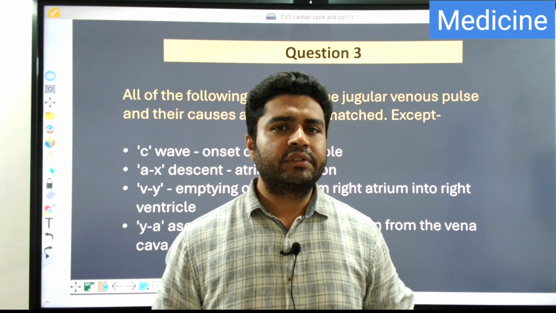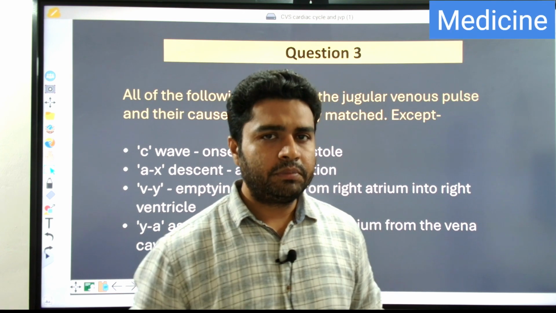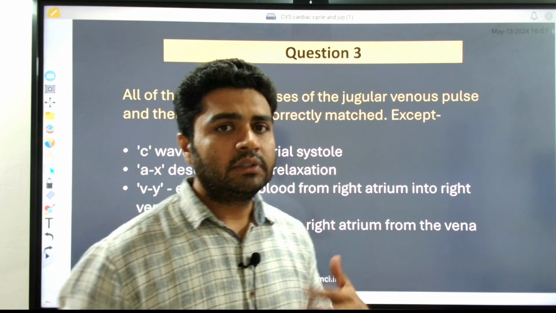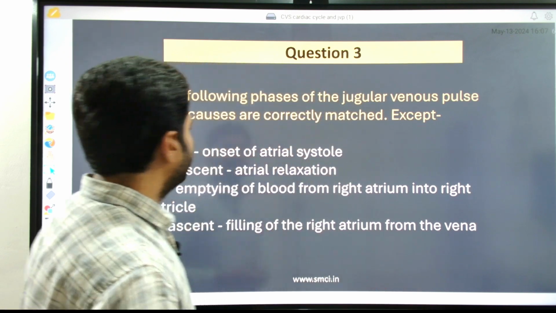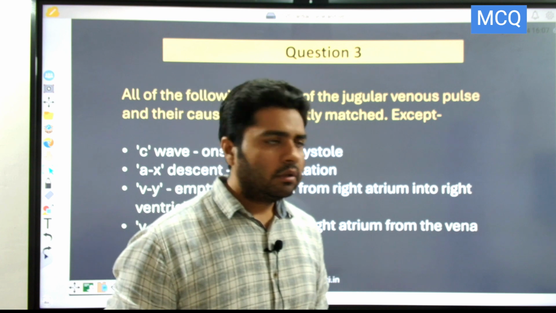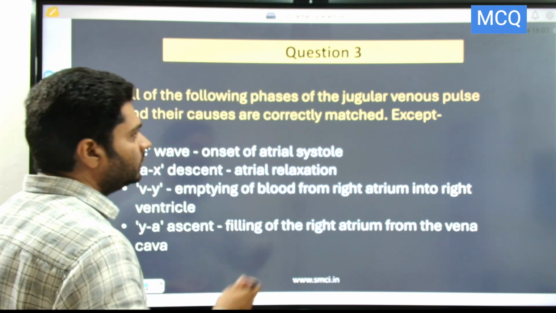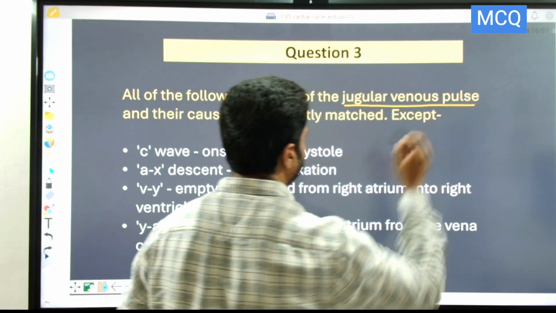So hello, let's discuss an MCQ related to the JVP, that is the jugular venous pulse. Pulse is an intermittent expansion of the artery or the vein. Both are actually known as the pulse. Here these are the venous pulse.